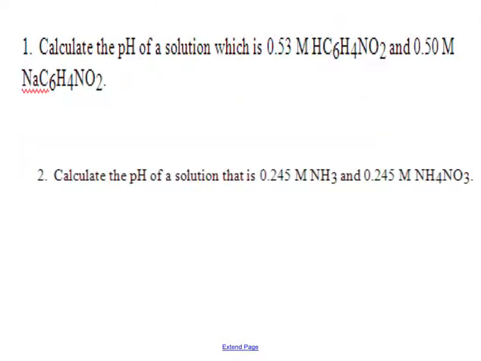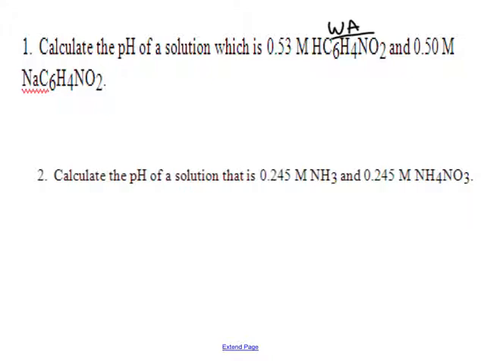Calculate the pH of a solution, which is 0.53 molar, some sort of acid. You see how that's an acid? What kind of acid is that? Weak acid.